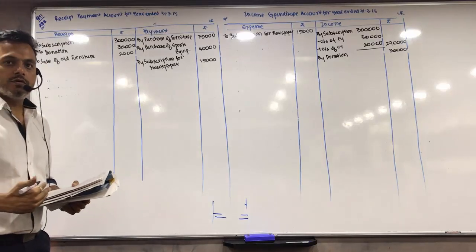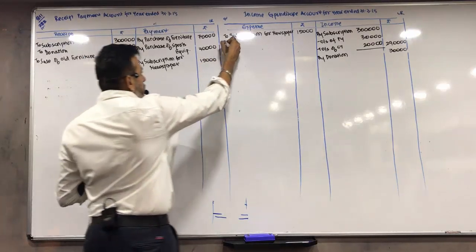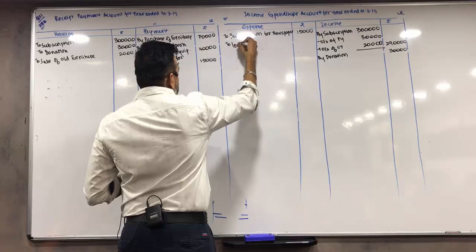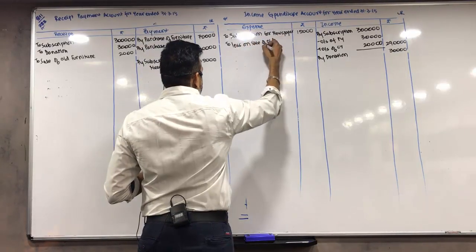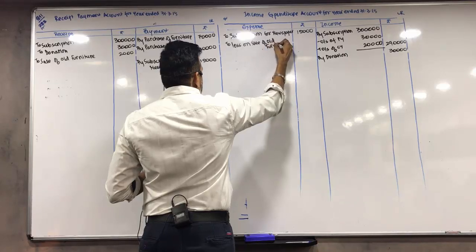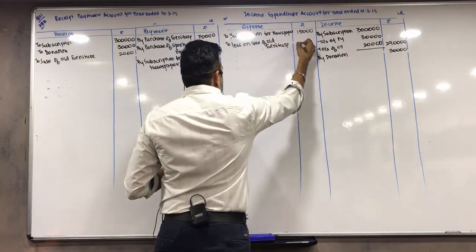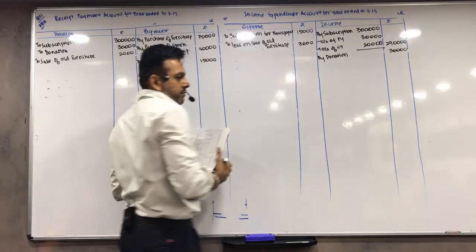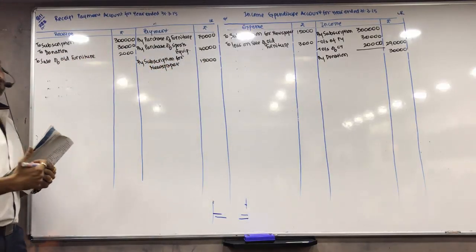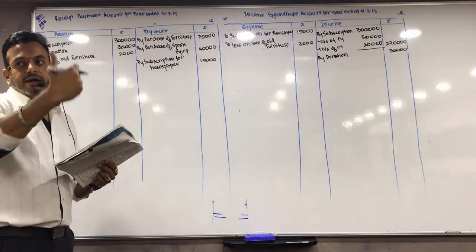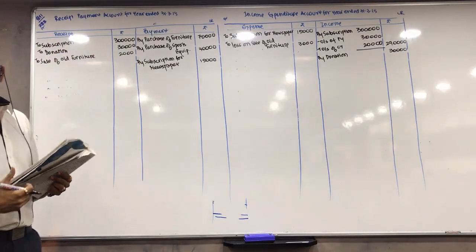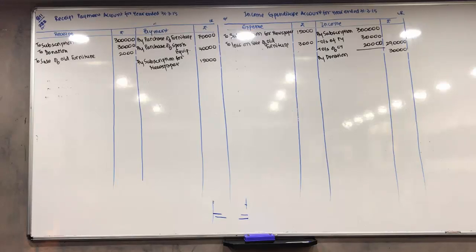Where will the loss go? Income expenditure. To loss on sale of old furniture 3,000. Very important. In final accounts it will go to profit and loss, and in final accounts from furniture we will deduct 5,000. Got it?